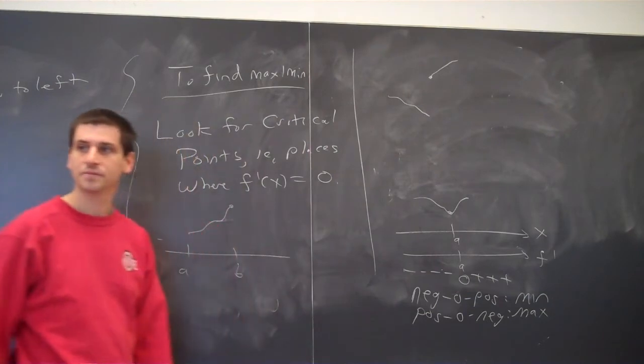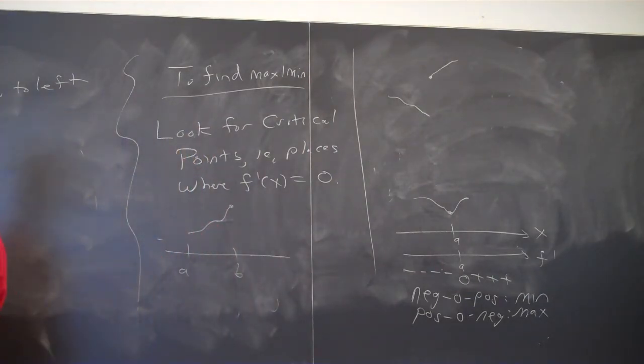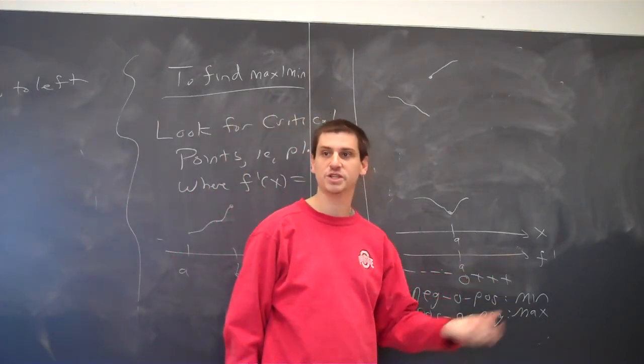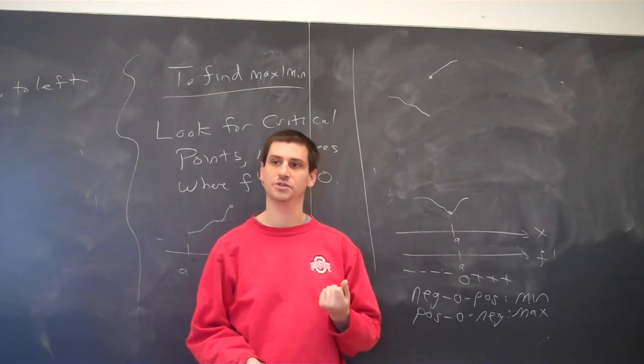Yes? Why can't there just be a change from positive to negative at a point that's not 0? Well, basically by continuity, the intermediate value theorem. If my function is continuous, I can't go from negative values to positive values.